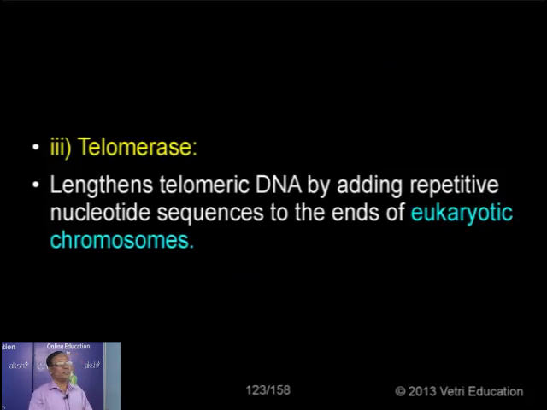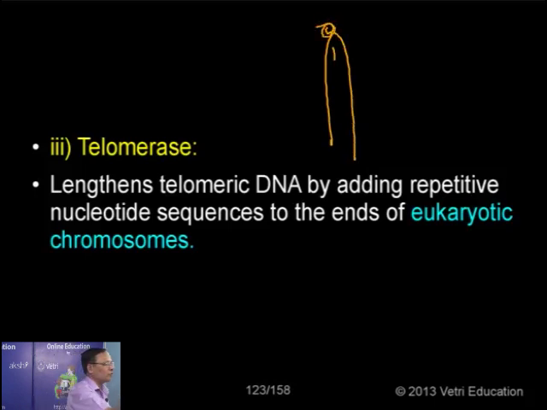Now the next one, a rare instance also, is the telomerase enzyme. The end of the chromosome is called the telomere, you know that one. The DNA which is normally found at the tip of the telomere, or at the end of the chromosome, is called telomeric DNA. Now telomerase is an enzyme. It lengthens the telomeric DNA by adding repetitive sequences of DNA.